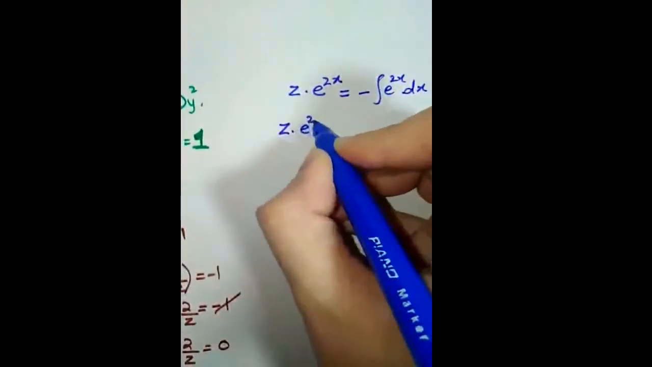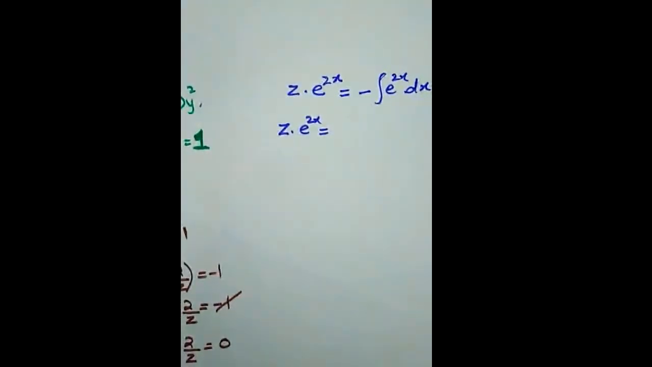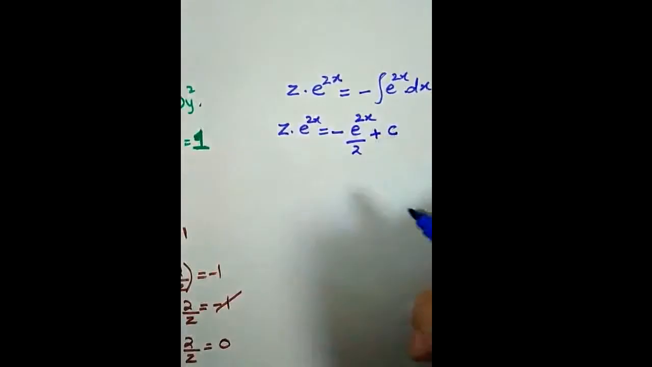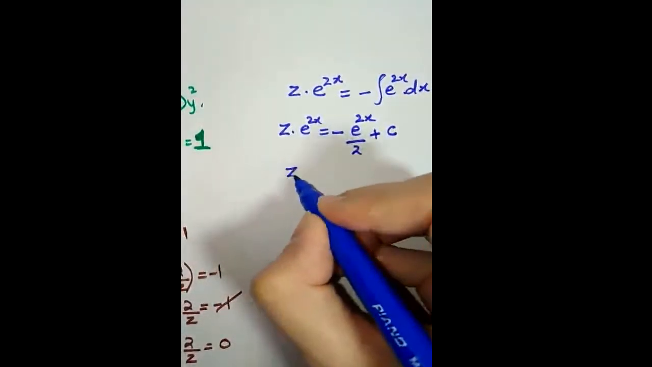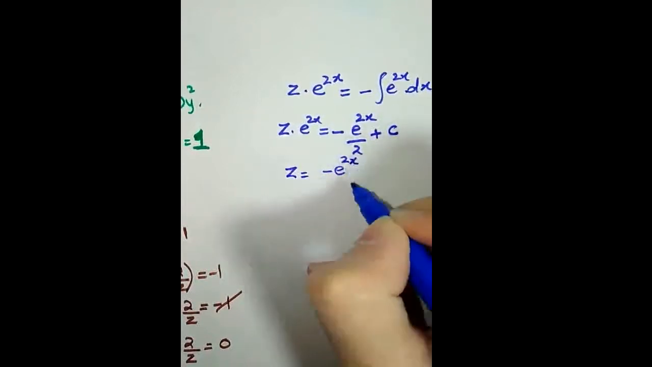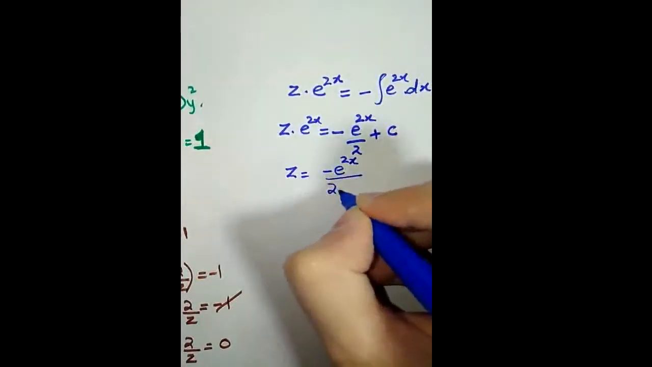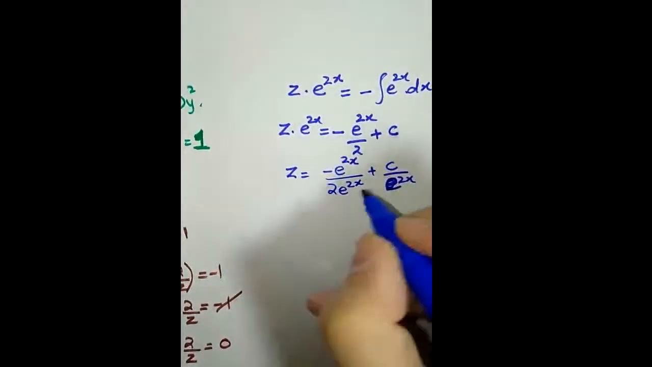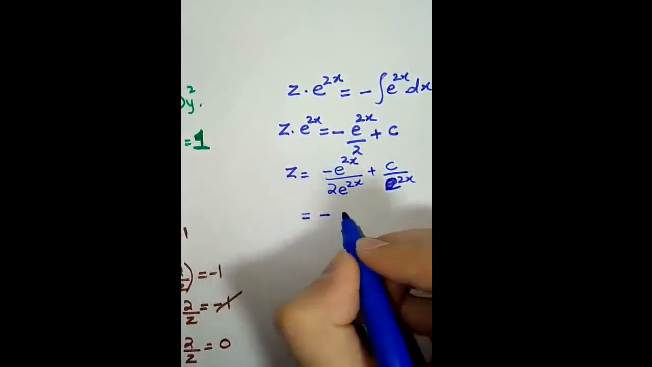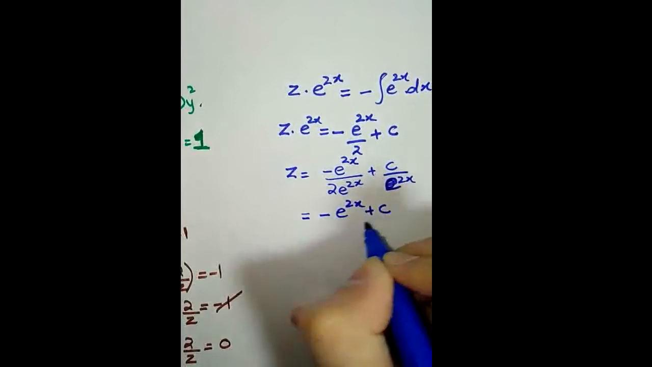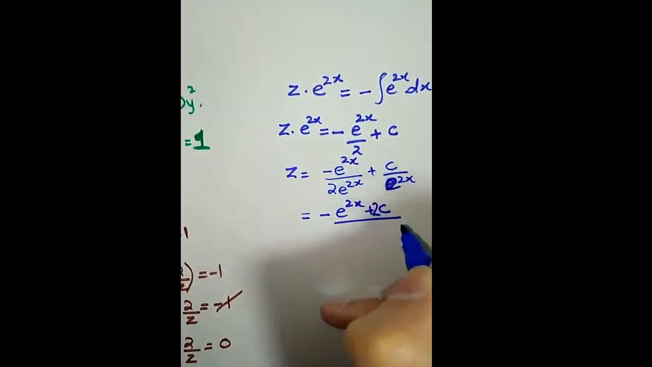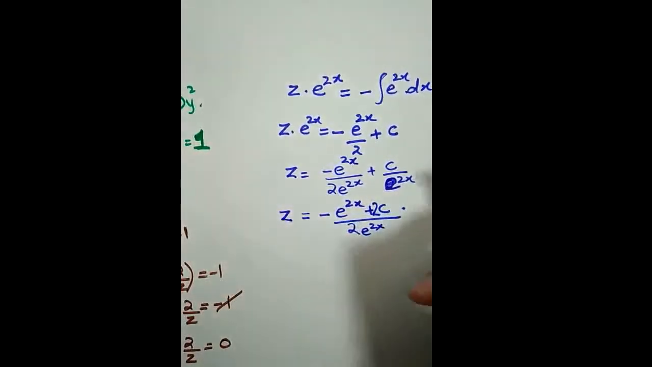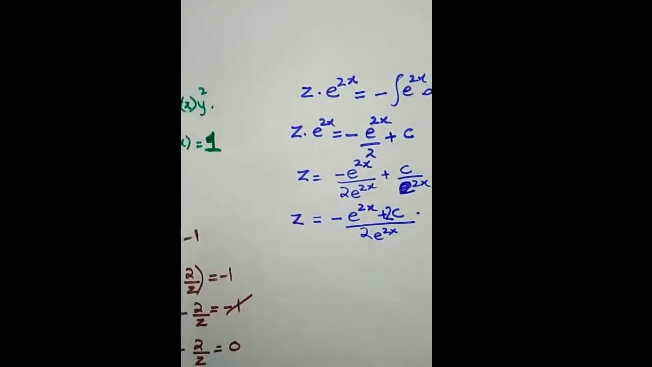So z e to the power 2x equals minus e to the power 2x divided by 2 plus c, and z is minus e to the power 2x divided by 2 into e to the power 2x plus c divided by e to the power 2x. So it becomes minus e to the power 2x plus 2 into c, if I take the LCM, 2 into e to the power 2x. So that is basically z.